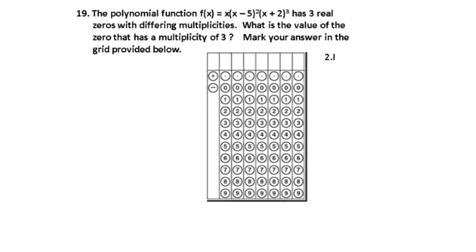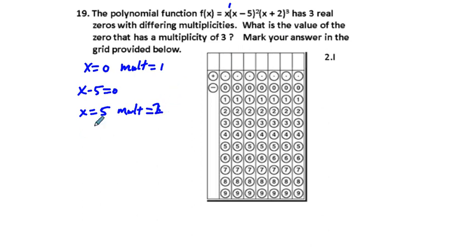Okay, polynomial function 19, polynomial function f of x equals x times (x minus 5) squared times (x plus 2) to the third power makes 3 zeros with different multiplicities. So you have x is equal to 0, and that's a multiplicity of 1, because that's x to the 1 power. So I'll just put multiplicity is equal to 1. Next we have x minus 5 is equal to 0. So that's going to be x is equal to 5 is our zero, and its multiplicity is equal to 2.